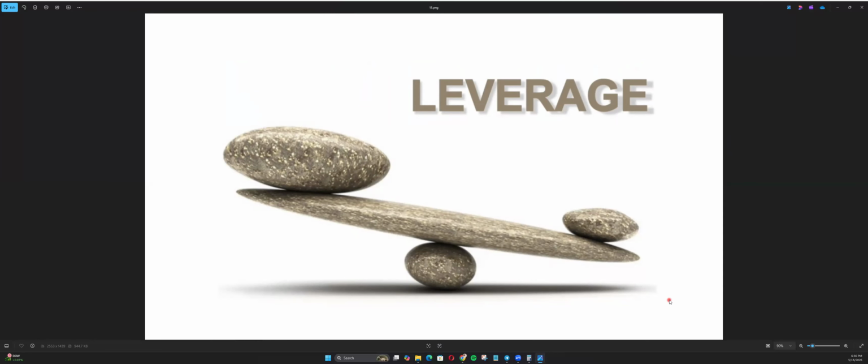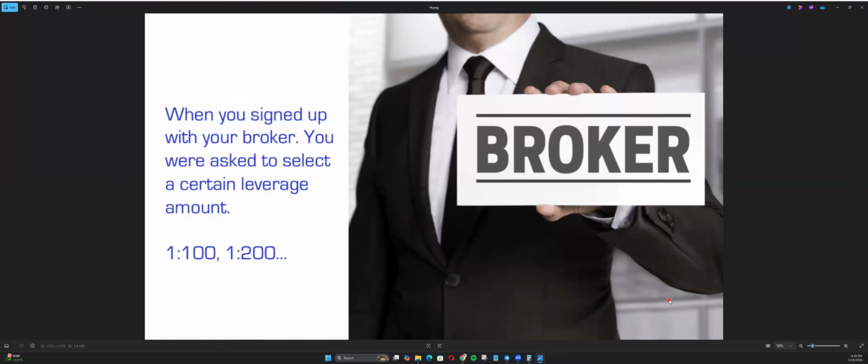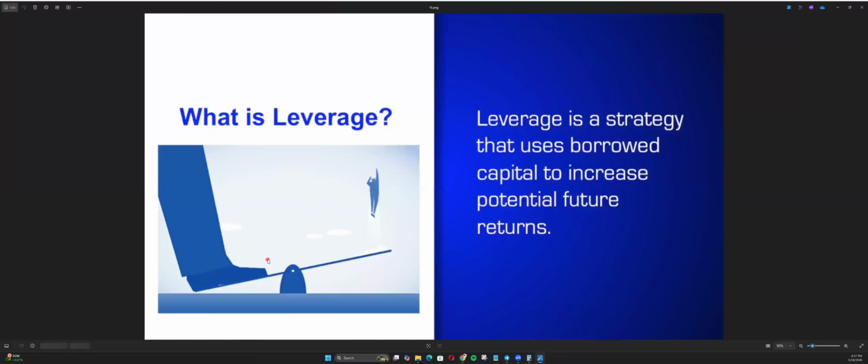Leverage. What is leverage? When you sign up with a broker, you'll be asked to select a certain leverage. It always looks like this: 1:100, 1:200. Okay, so what is leverage? Leverage is a strategy that allows you to use borrowed capital to increase your potential return. So I will rephrase: leverage is a strategy that uses borrowed capital to increase potential future returns.